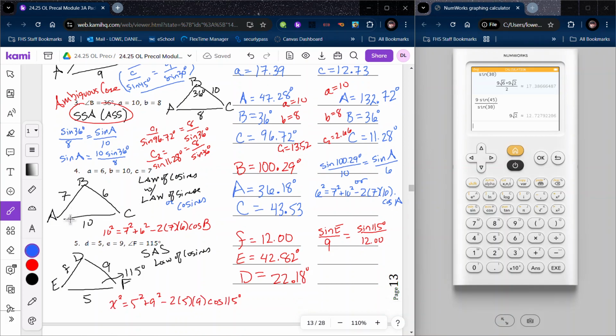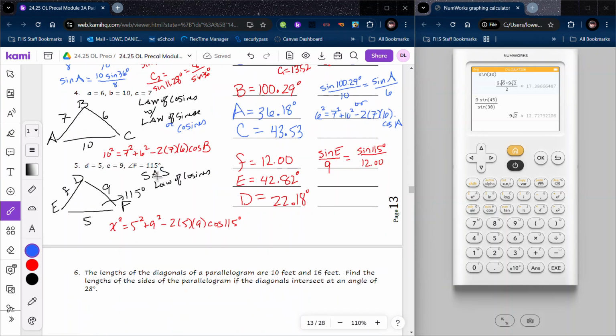If you have all three sides given, then you're going to use the law of cosines to find the first angle. Then you could use the law of sines or the law of cosines to find the other angles. And lastly, if you have side-angle-side, you can use the law of cosines to determine the other side lengths and use the law of sines with it as well to determine the last angle measure if you need.